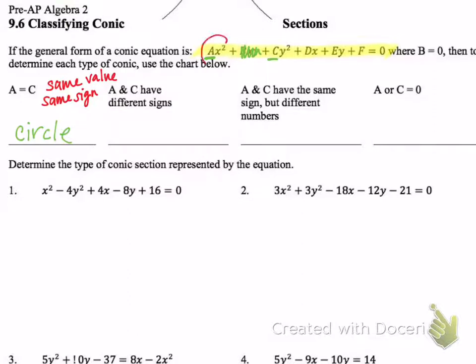And I'm looking at my x squared term and my y squared term. If a and c have different signs, so like one is positive and one is negative, then that would be considered a hyperbola. They can be different numbers, but they must have different signs. And a good way to test that is if I multiply a times c and I get a negative number, so if a times c is less than 0, then that tells me it's a hyperbola.